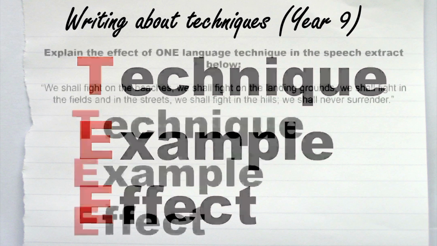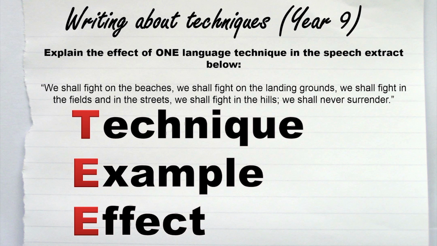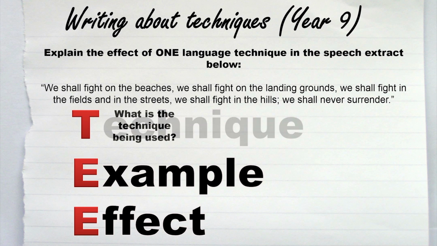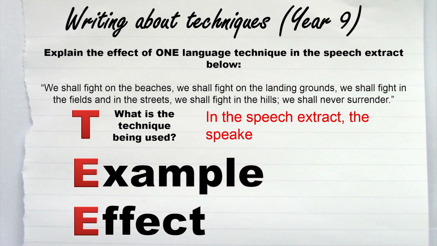Here we go. So if we're starting with technique, we've talked about the idea of repetition, and technique is asking you to explain what is the technique being used. This is the first part of our sentence. What is the technique being used? We need to say what it is. So a demonstration response might be for this question, in the speech extract, the speaker has used repetition. Now, you wouldn't normally underline the technique. We're just doing it here to show you that that's what we're doing in this answer. But in the speech extract, the speaker has used repetition. Right there, we've explained clearly what the technique being used is.